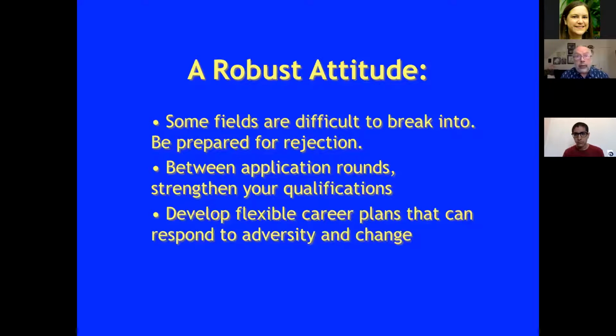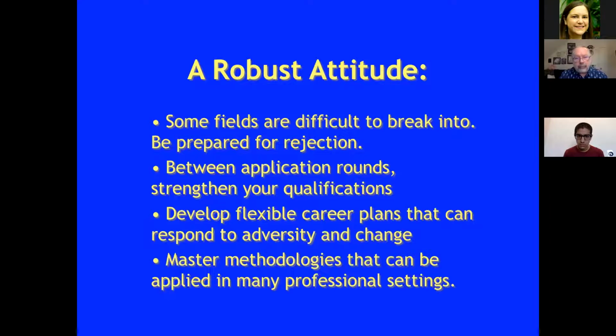But you also need to develop flexible career paths that can respond to adversity and changing conditions. Oh God, how I tell this to the vertebrate paleontology enthusiasts, but it really applies to everyone. There is a very good chance that your plan A, for whatever reason, isn't going to pan out. You need to have in the back of your mind the plan B that will also work for you, that you can divert to if the need arises. And to that end, you want to master methodologies that can be applied to a bunch of different professional settings.